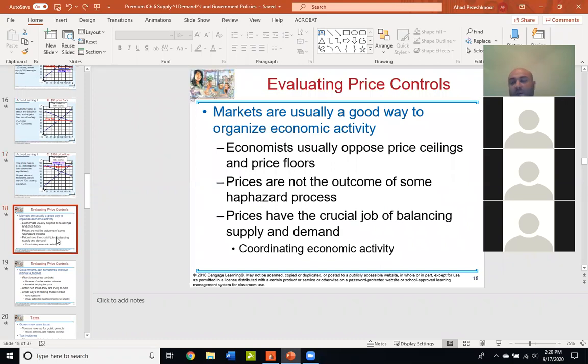So this is about price controls. Any questions? Am I making sense? Very nice.